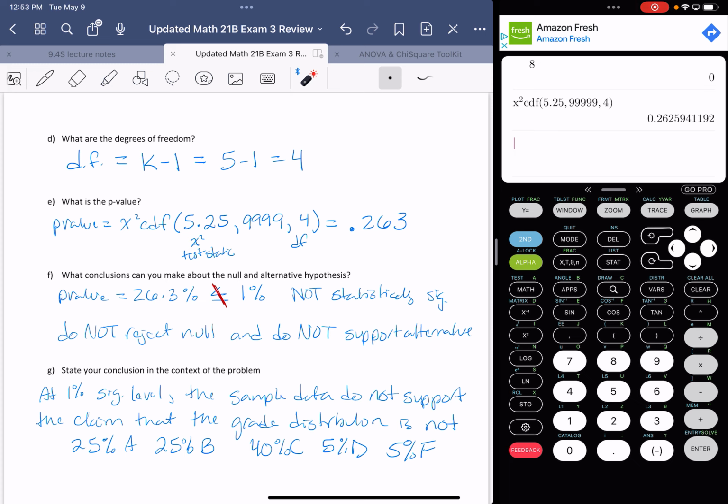My calculator, when you do X2 CDF, it takes me to this. I can't get out of it. Okay, I need another minute here. Any questions here, guys?